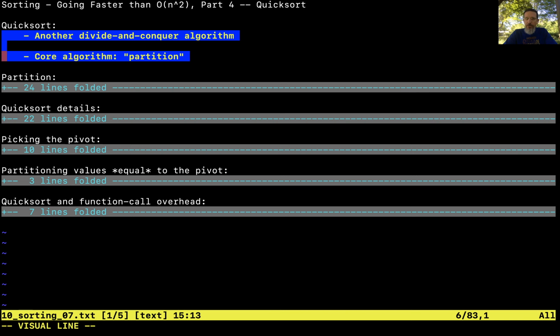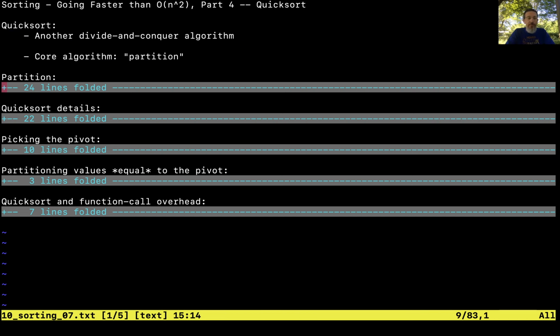the partition function. Merge sort, remember, took an array, subdivided it into two equal sized parts, and then sorted both parts recursively, and then merged the two subarrays into one big array that was sorted. And so the core algorithm behind merge sort was the merge algorithm. The core algorithm here, again, is partitioning. So let's look first at partitioning.